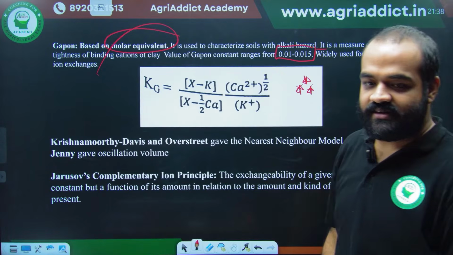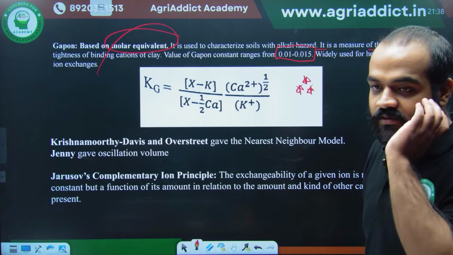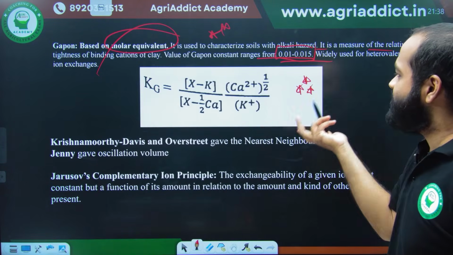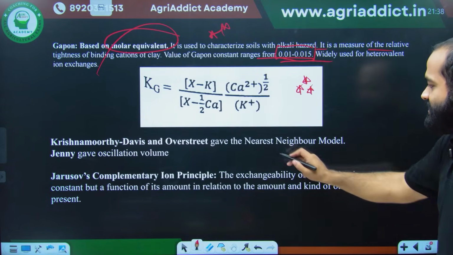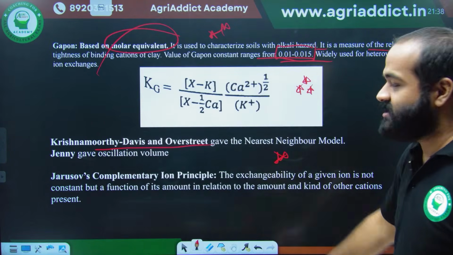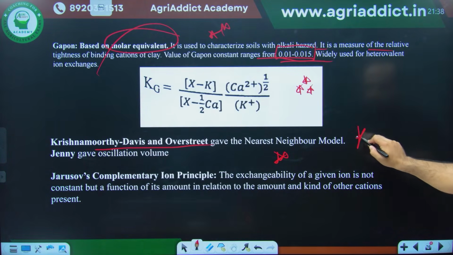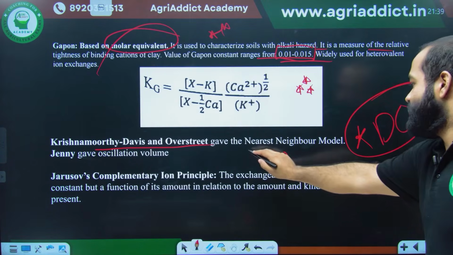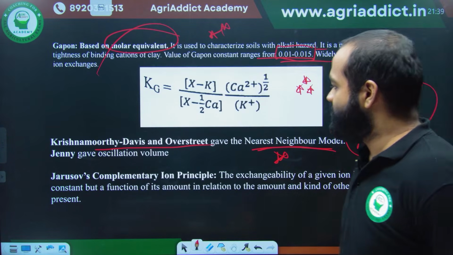This is also there in the salt affected soil chapter, if you remember. So this is very, very important. This value of the Gapon constant might come from here, not anything else. These are also KVD, Krishnamurti Davis Overstreet, KDO, we all know, and KDO gave the nearest neighbor model. This is also very important.